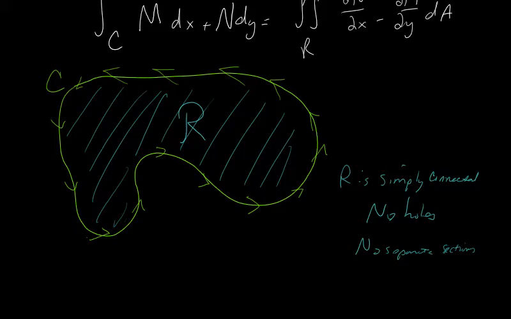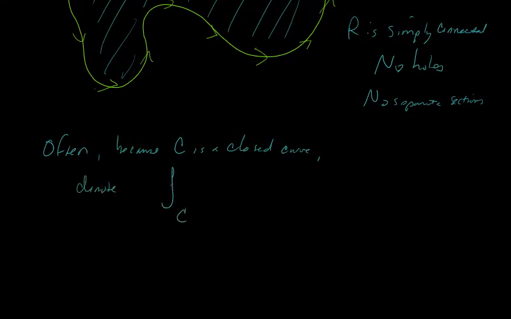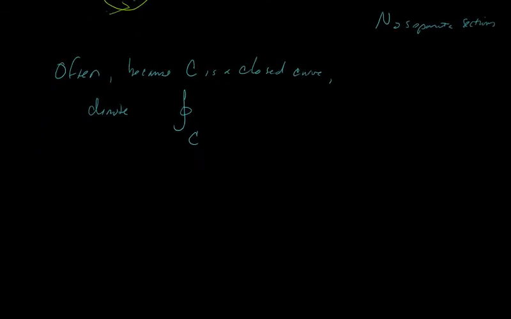Now, because C is a closed curve in Green's theorem, a lot of times the line integral over C is denoted with a little circle in the integral symbol. Just be aware of this, especially in a physics course, where you'll see it all the time. Because C is a closed curve, we can denote the integral as the integral over C with a little circle in the middle of the integral symbol. All right, so let's do an example of Green's theorem.